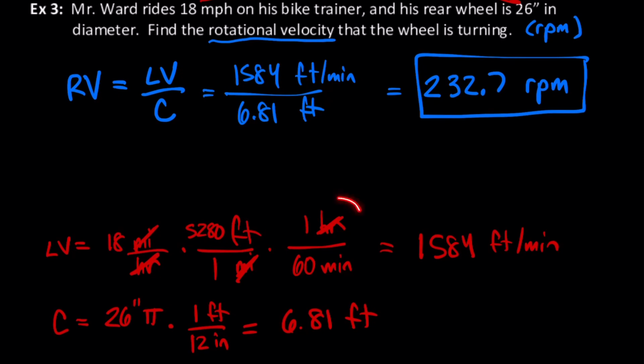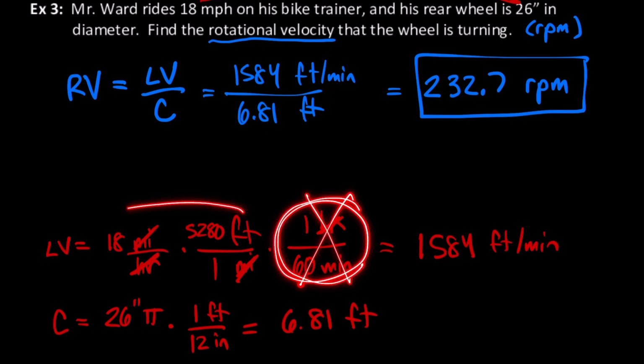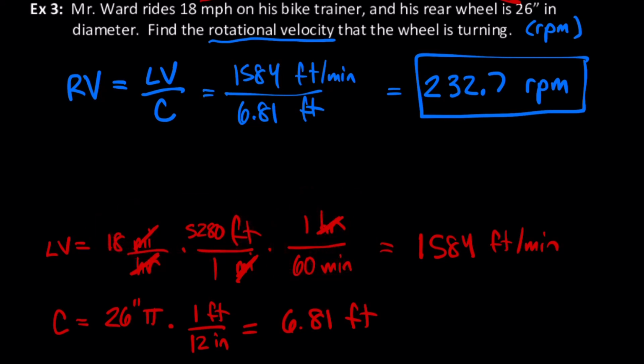If I didn't convert this to minutes, if I omitted this, here I would have something per hour. This number would be a lot bigger, so many feet per hour. And I could have used that bigger number here and divided these, but then your unit for rotational velocity would have been something per hour, not per minute, which would have been fine. It just says rotational velocity. It doesn't say RPM. That's just an additional step that I took for this example.